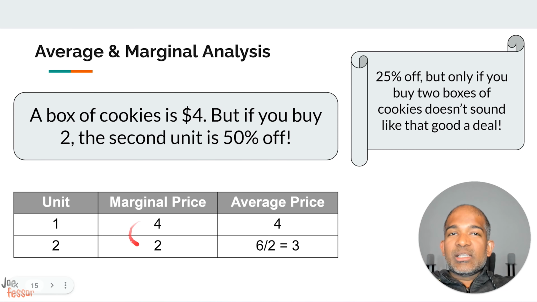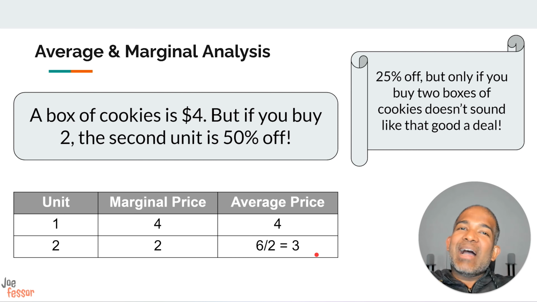The first box is $4. With the discount, the second box adds only $2, making our marginal price at that point for the second unit just $2. If we buy just one box, our average price is $4. Buy two, our total cost is $6, making the average price per box just $3.